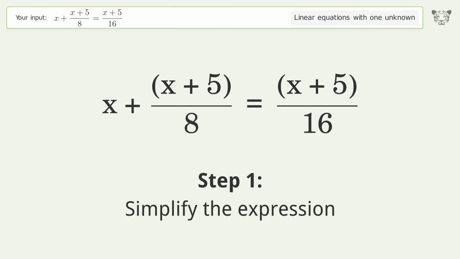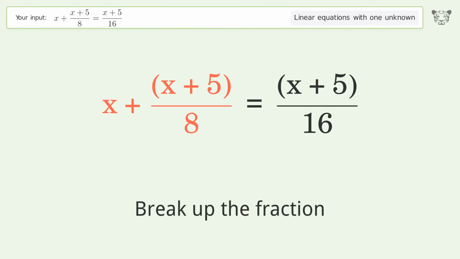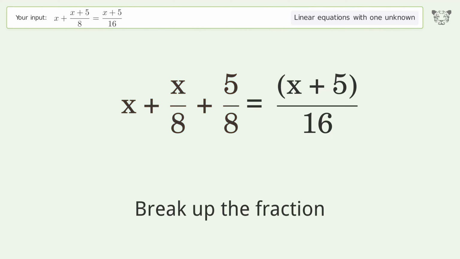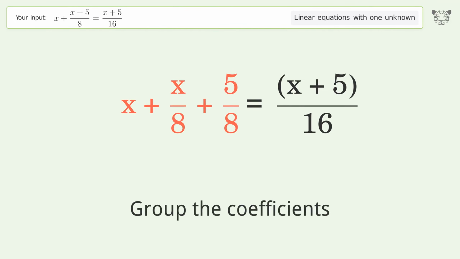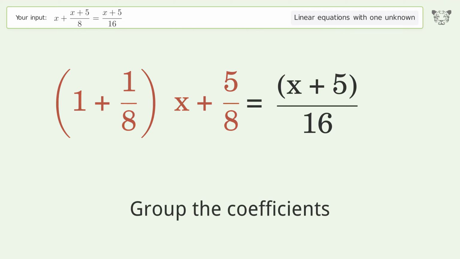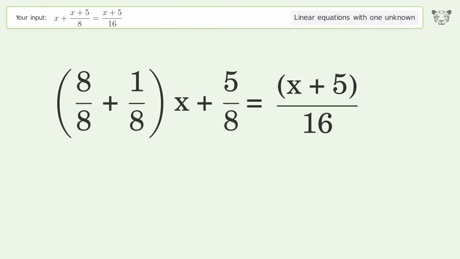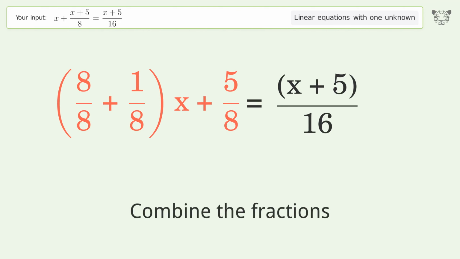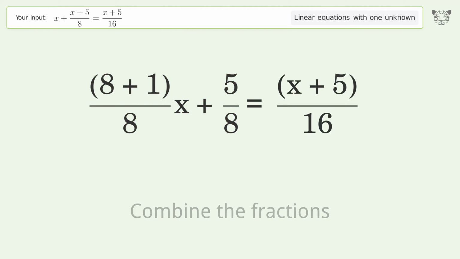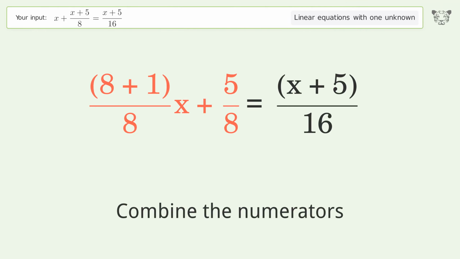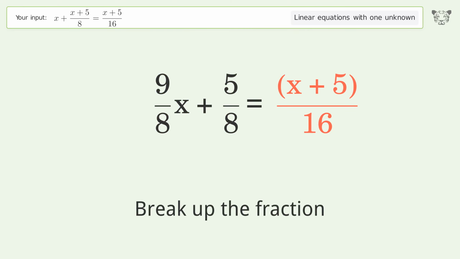Simplify the expression. Break up the fraction. Group the coefficients. Convert the integer into a fraction. Combine the fractions. Combine the numerators. Break up the fraction.